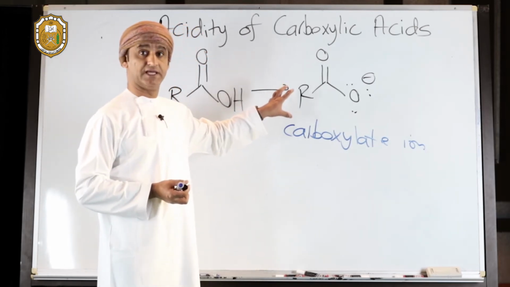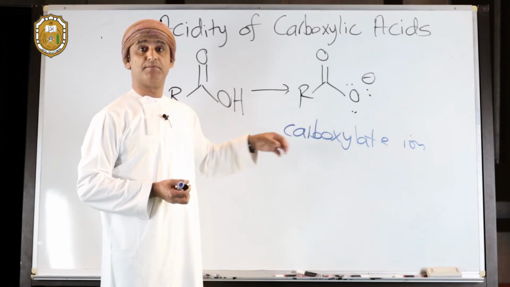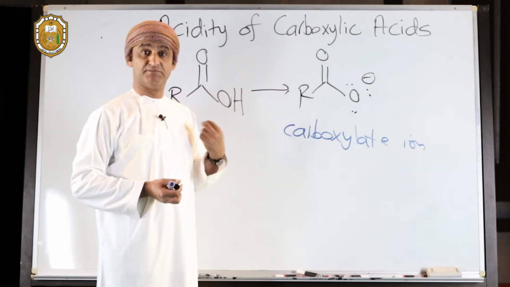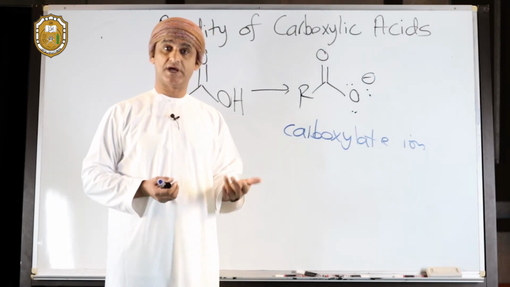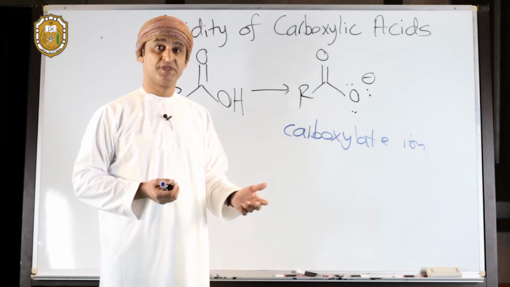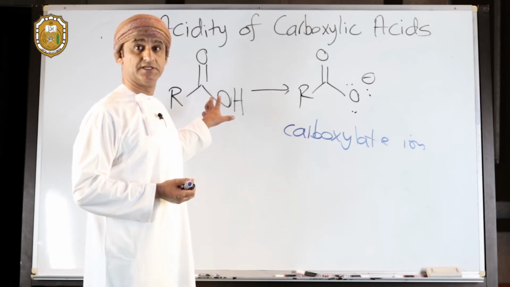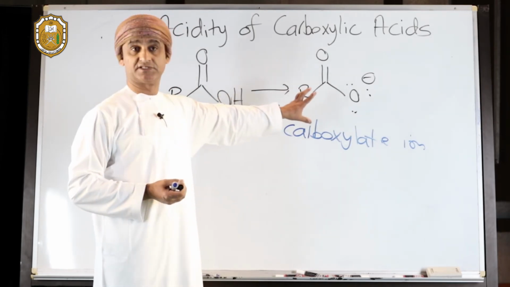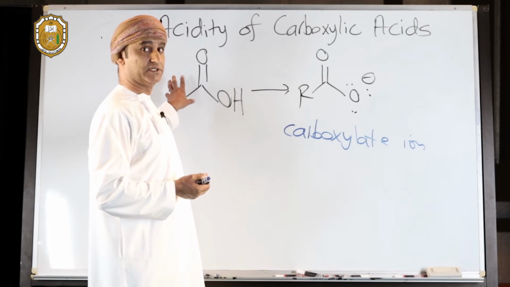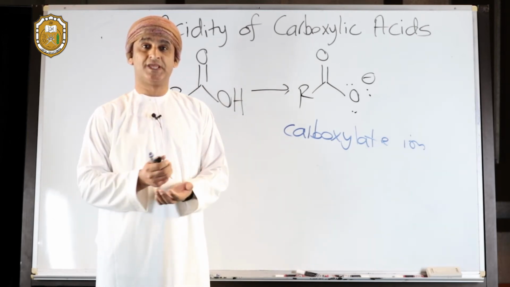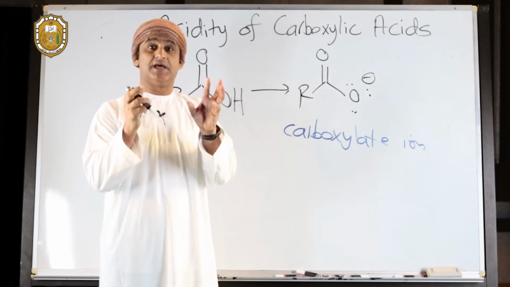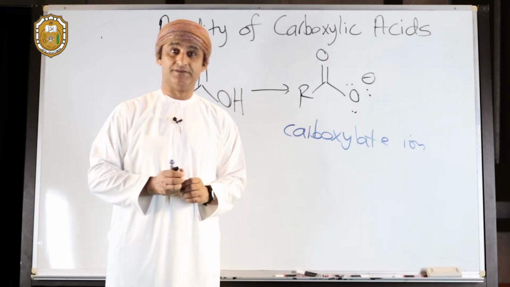This conjugate base, this carboxylate ion, must be stable, and it must be stabilized by either inductive effect or resonance, or even by both, for carboxylic acids to be acidic. If this is not stable, they would not be acidic to start with, and obviously they would not be entitled to have acids in their name.